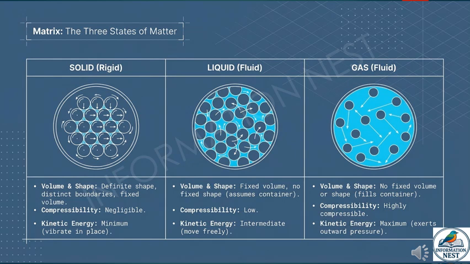Then you have the liquid, it's chill, it just wants to fit in, so it takes the shape of the container. But the gas is the main character. It fills the whole room because it can. It's highly compressible, meaning it can be squashed, but it's also moving at maximum speed. It's basically the extrovert of the molecular world.